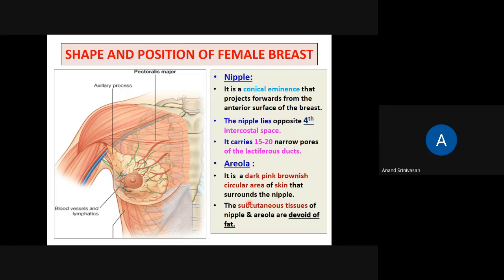The subcutaneous tissue of the nipple and areola does not contain any fat. If you dissect deep inside the nipple as well as the areola, you cannot find any fat. Deep inside it there is mammary gland, which has a large amount of fat, but in the areola and in the nipple there is no subcutaneous fat.